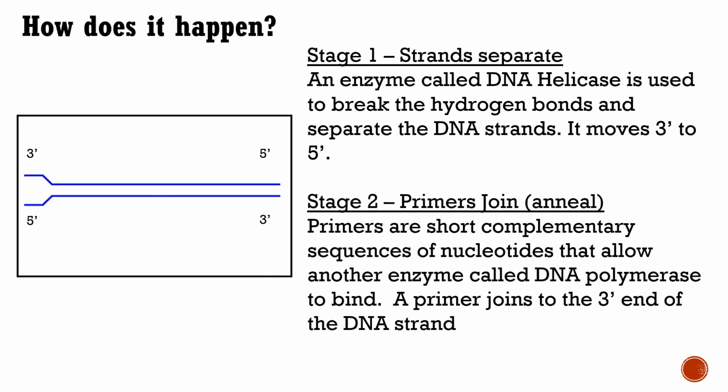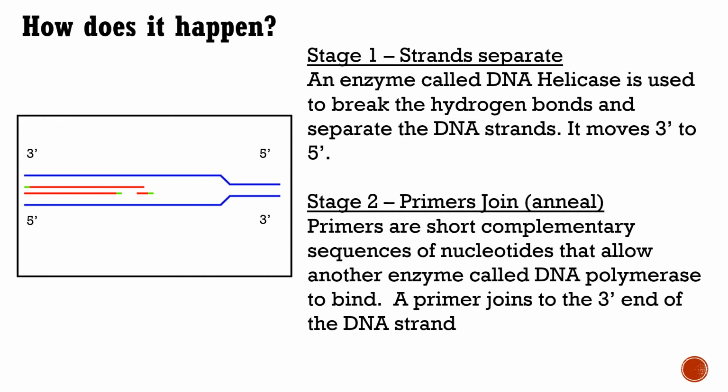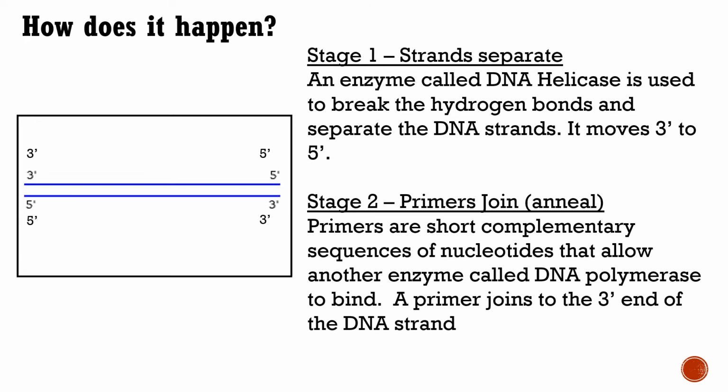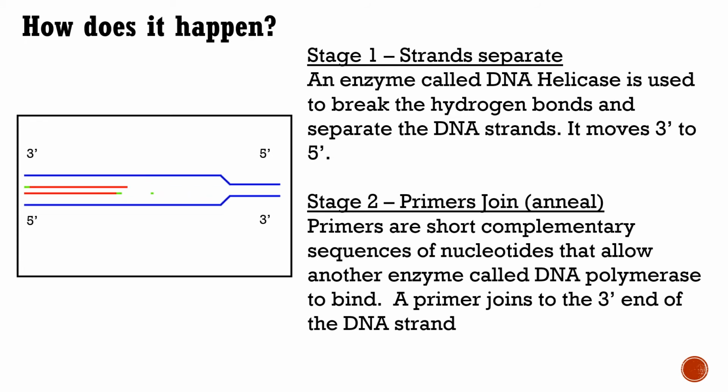You might see them as little lime green icons on the screen here. Primers anneal, or join. Primers are short complementary sequences of nucleotides that are pre-made that allow another enzyme called DNA polymerase to bind. A primer joins the 3' end of the DNA strand. So the top strand here is the leading strand. As we can see, only ever one lime green section appears, but along the bottom, multiple lime green sections appear as we're going along the DNA chain. So our leading strand is all made at once. Our lagging strand is copied in little chunks.